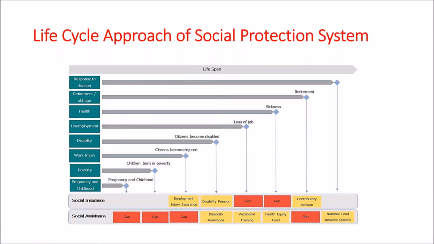And the life cycle approach for the social protection system, we can see like this. We have from pregnancy and childhood, to poverty, work injury, disability, unemployment, health, and retirement, and programs responding to disasters. So this is the life cycle approach for social health protection defined in Cambodia, but some areas are still not yet covered, shown in red. That's still a gap.